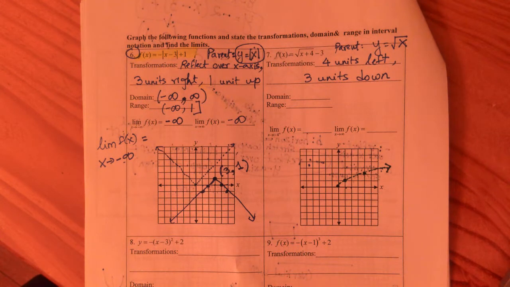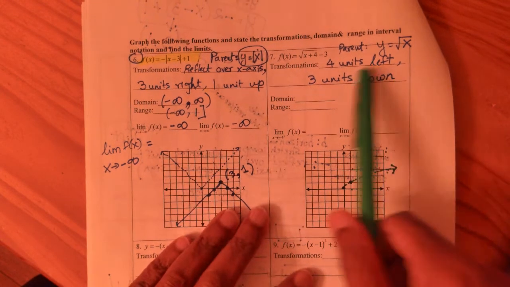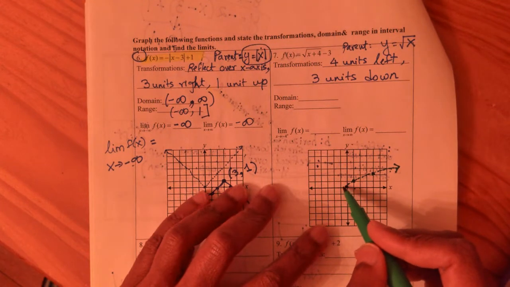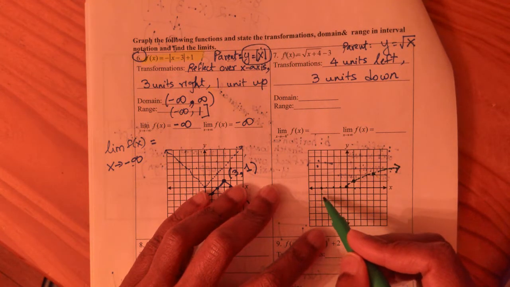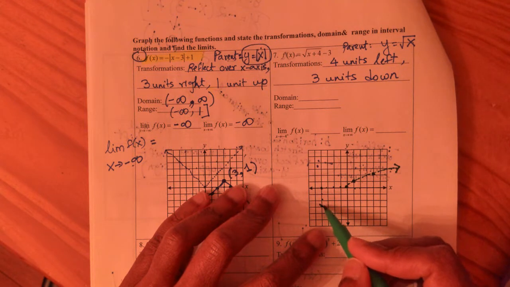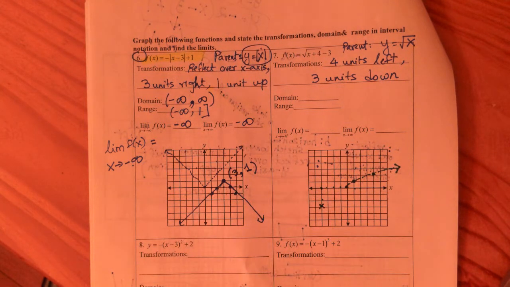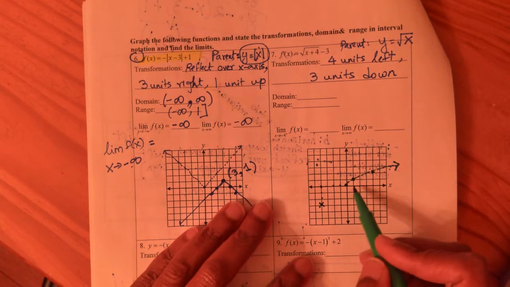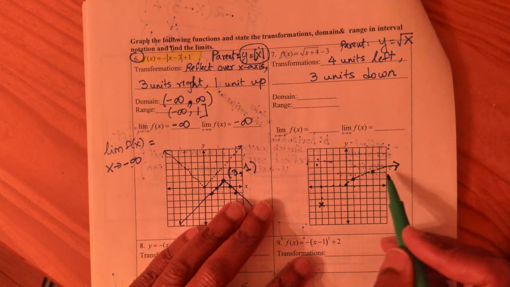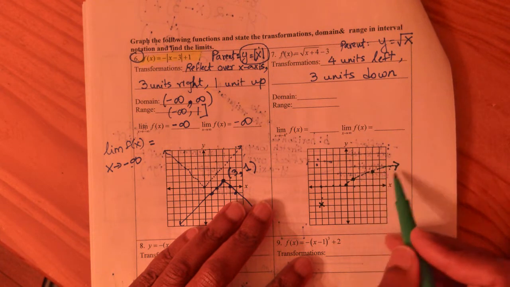The only two transformations taking place are 4 units to the left. So 1, 2, 3, 4, and 3 units down. 1, 2, 3. So this is my new vertex, and there's nothing else. There's no reflection, there's no vertical stretch or compression. So you're going to construct the graph the same way that you did the parent.